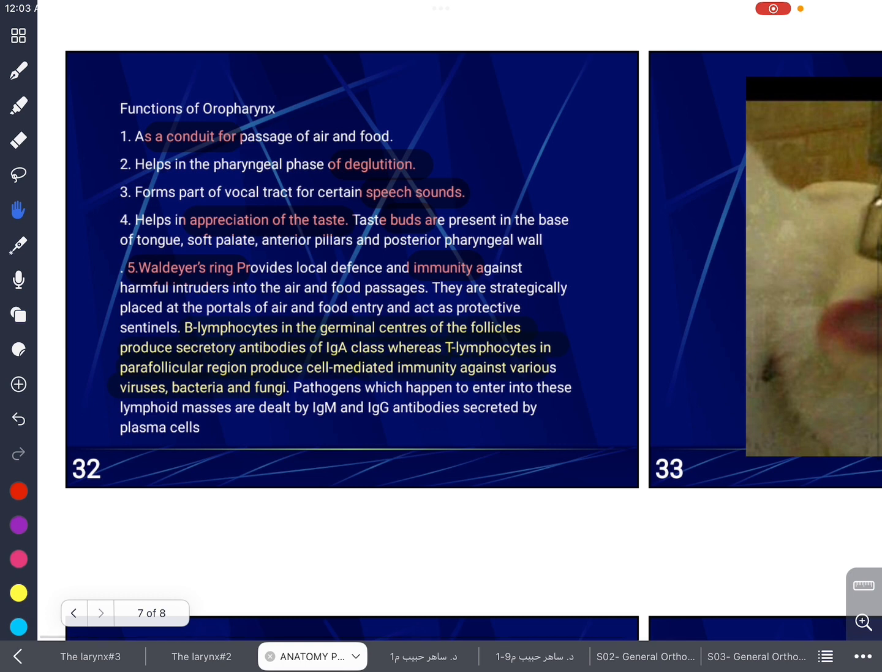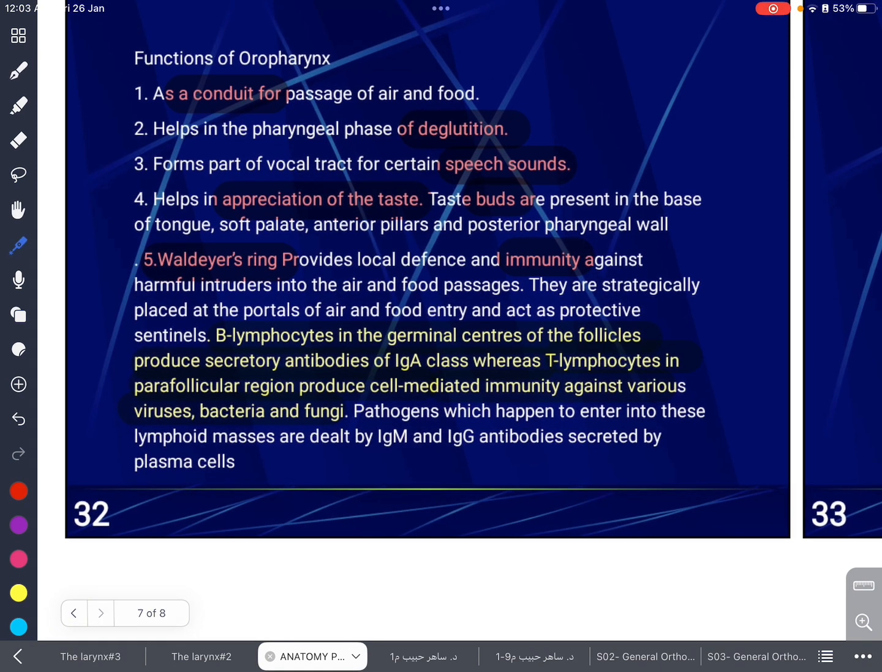The function of the oropharynx: like the nasopharynx, it is a conduit, or tract, for the passage of air and food, and it also has an important role in deglutition, which means chewing and swallowing. It is also important for taste because it contains the taste buds in the base of the tongue, soft palate and anterior pillar, and for speech production and immunity through the presence of Waldeyer's ring.